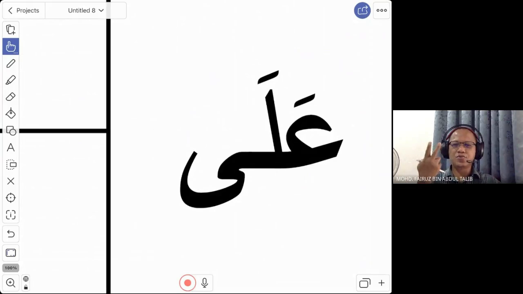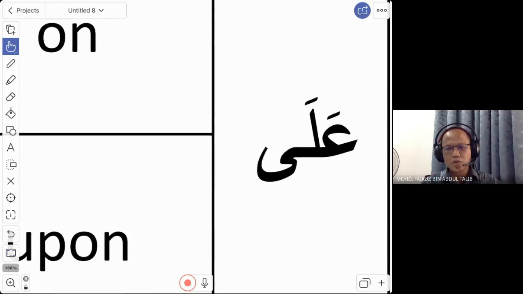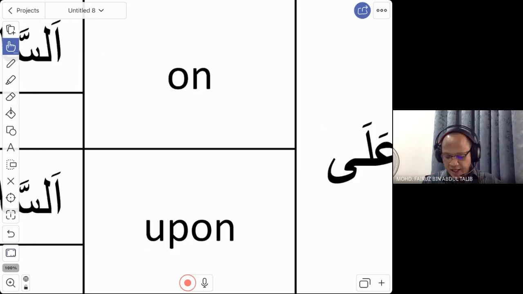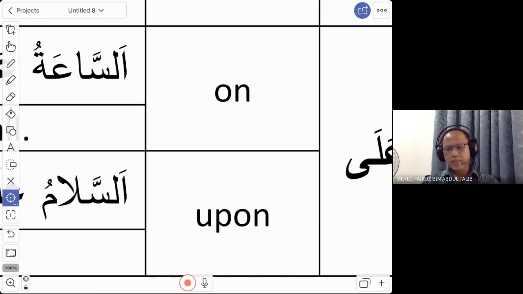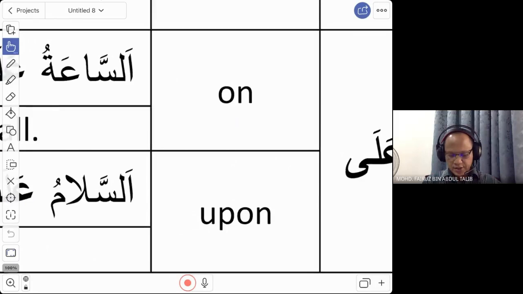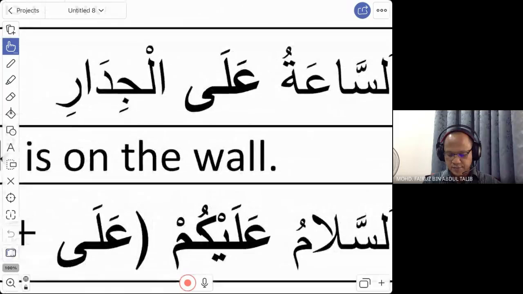At least there are two meanings for the word ala. Here I just give you two meanings. If you want to know more, you can go to the dictionary and find more meanings for this huruf al-Jarr. So, one of the meanings of ala is on. For example, this is the example.